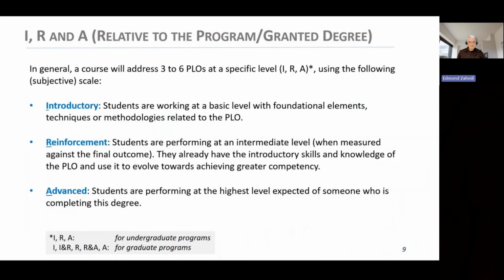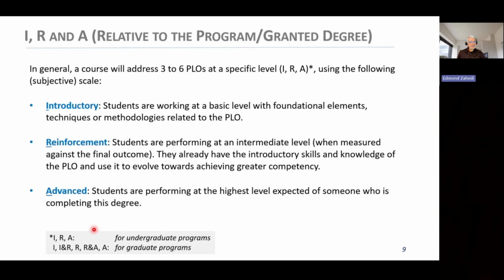So in general, we expect a course to contribute to between 3 to 6 PLOs at a specific level: I, R, and A. Note here, the small star means that at the undergraduate programs we have 3 levels, but for graduate programs, because we understand that we don't have so many courses, and here I need to open a parenthesis, when we say course, we mean any learning activity. So this could be courses, projects, labs, seminars, theses, field work, you name it, right?